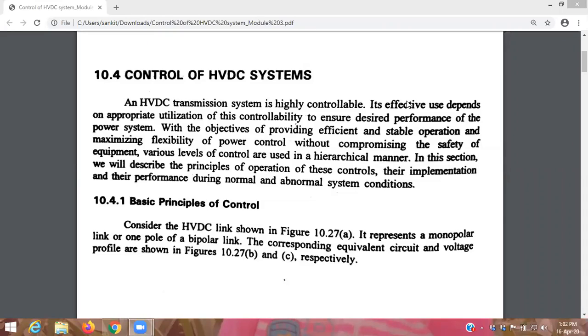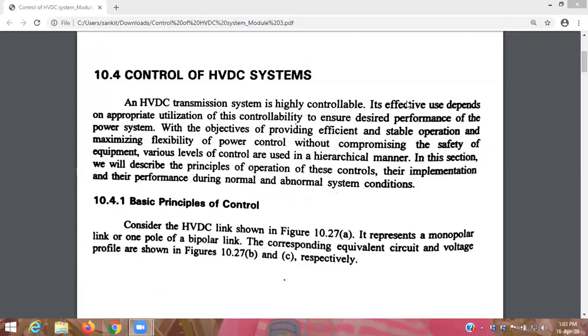Okay, we have studied how these converters actually operate, with firing angle 0, and then with some firing angle alpha, and then with firing angle and no commutation overlap, and then we have studied firing angle and commutation overlap both together. So till now we have studied the converter characteristics or the operating principle of the converter. Now onwards, we will study the control of the HVDC system.